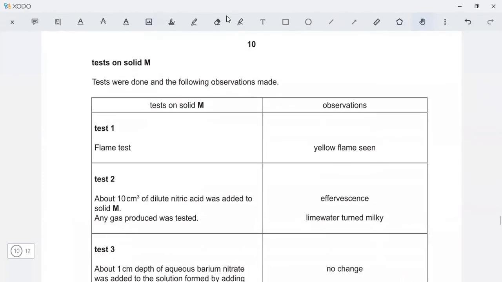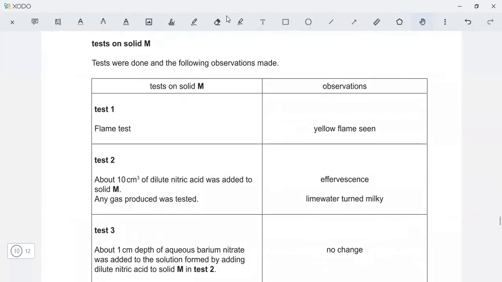Test on solid M. What they talk about: tests were done and the following observations made. Test on solid M. Test 1, flame test. When you do flame test, the observation is yellow flame. So basically, when you are doing the flame test, the metal sodium will give you yellow color. Remember it.